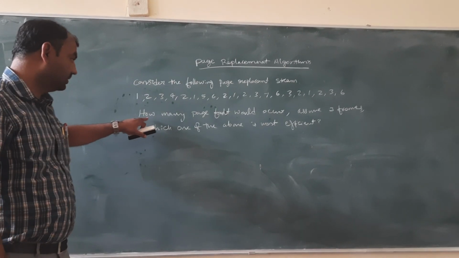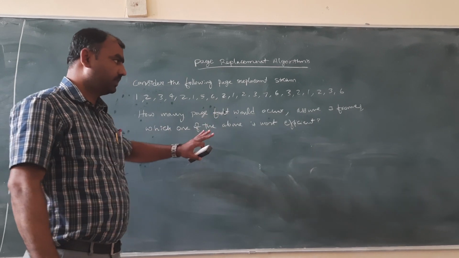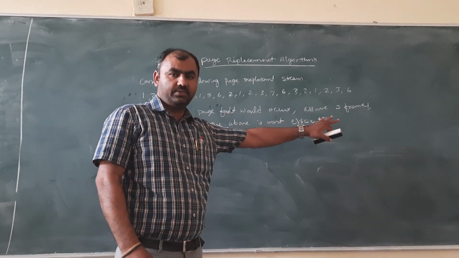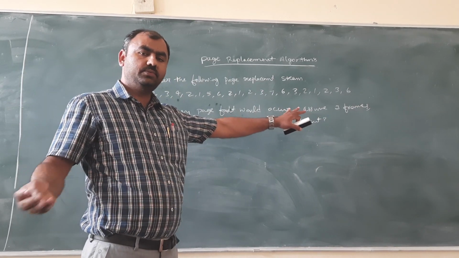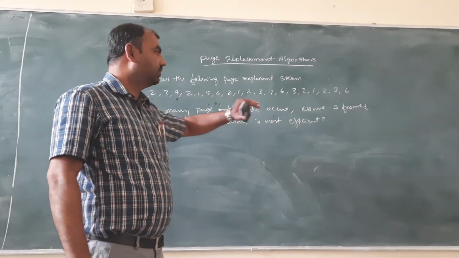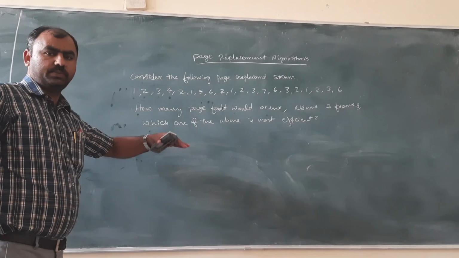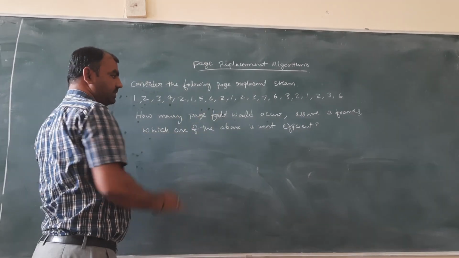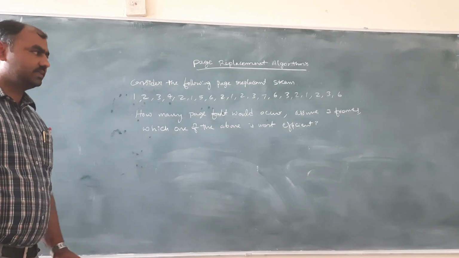The first question is how many page faults would occur. The criteria here is given: assume 3 frames. Either we can assume 3 frames, 4 frames, or 5 frames, whatever they specify in the question, that we consider. Then we need to answer which one is the most efficient.